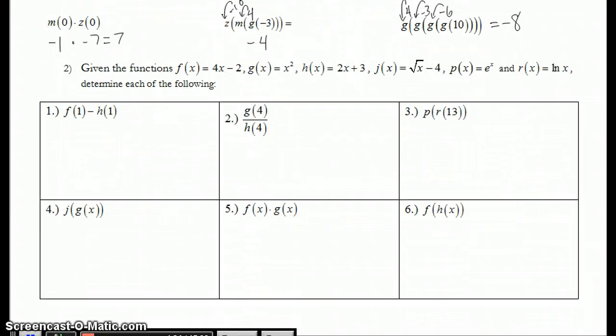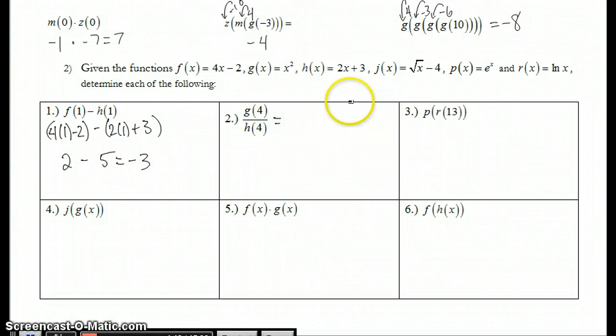Here we're given functions with equations rather than a table. H of 1 and f of 1. So we plug in 1 to f, and we subtract what happens when we plug in 1 to h. 4 minus 2 is 2. Minus 2 plus 3 is 5. You get -3. G of 4, and here's g, is 4 squared.